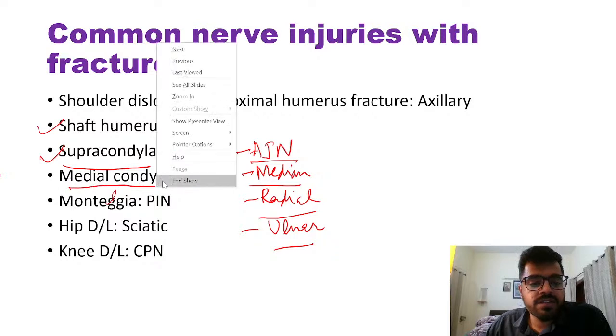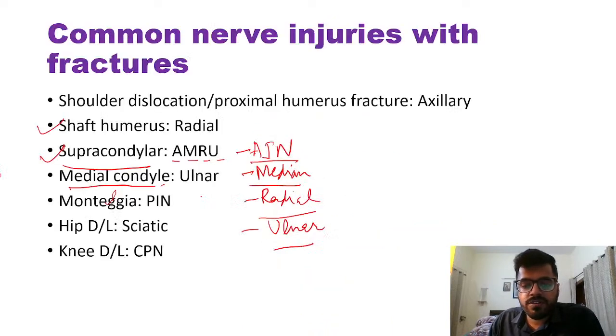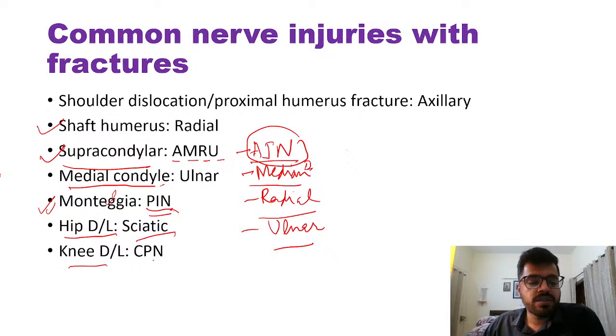Medial condyle fracture, as we already discussed, and according to this image, medial condyle fracture or medial epicondyle fracture can have ulnar nerve palsy. Then Monteggia fracture can have posterior interosseous nerve palsy, which is a branch of radial nerve. Anterior interosseous is a branch of median nerve. Hip dislocation can have sciatic nerve palsy, as you all know, and knee dislocation can have common peroneal nerve palsy.